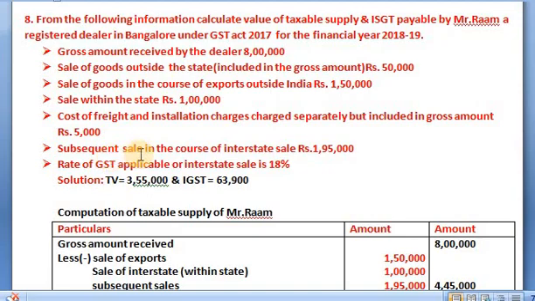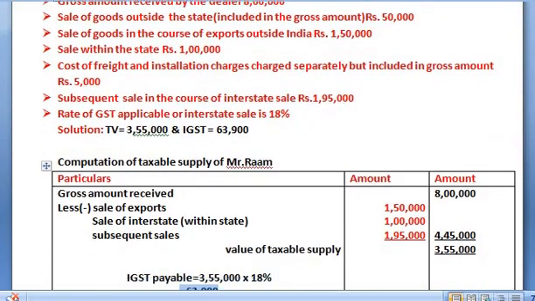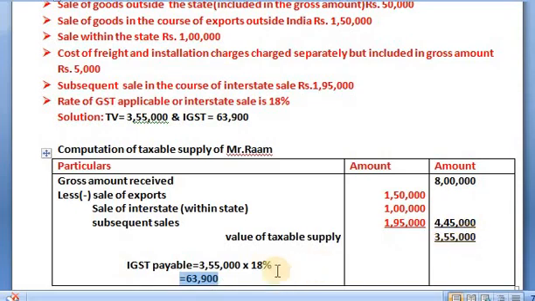Subsequent sale, it is not exactly the actual sale, but here it is the transfer of the title or the document of the particular product, where the goods are in transit or movement, already given, but only the title or the documents or any contract papers will be transferred. So that is not the actual sale or the supply. So it has to be deducted as it is already added. And next, the applicable rate is 18%. So in that way we have calculated the value of taxable supply as 3,55,000 and IGST for 3,55,000 is 63,900.